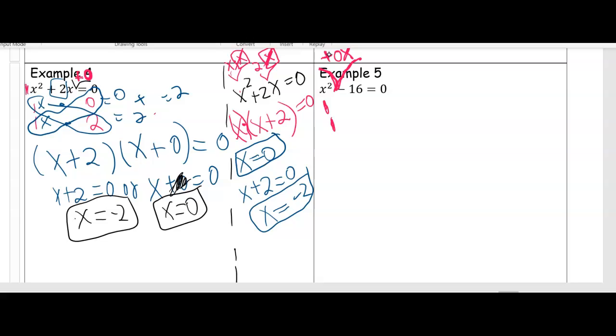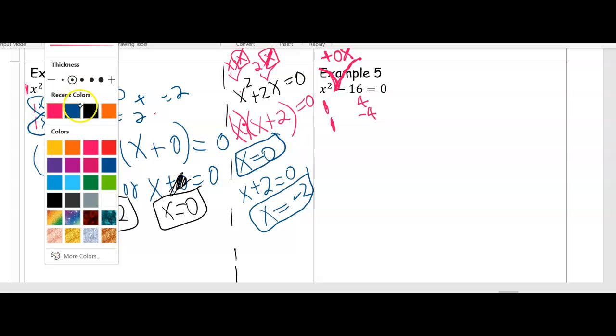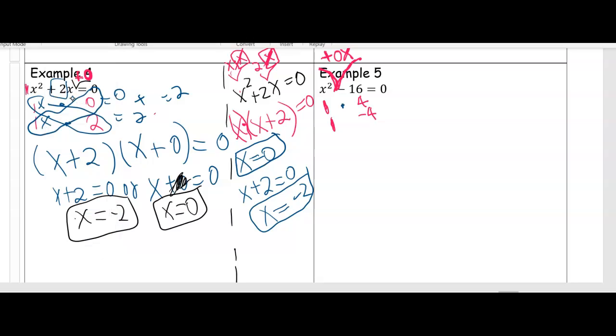is 1 positive, 1 negative, right? And you want a 0 in the middle. So negative 16 is positive 4 times negative 4. And let's check it. 1 times 4 is 4. 1 times negative 4 is negative 4. Add them up, you have 0, which is what you want in the middle. So you can write your butterfly down.